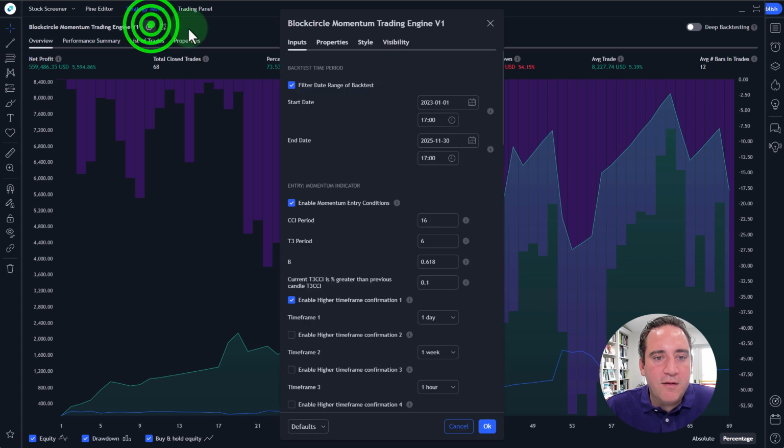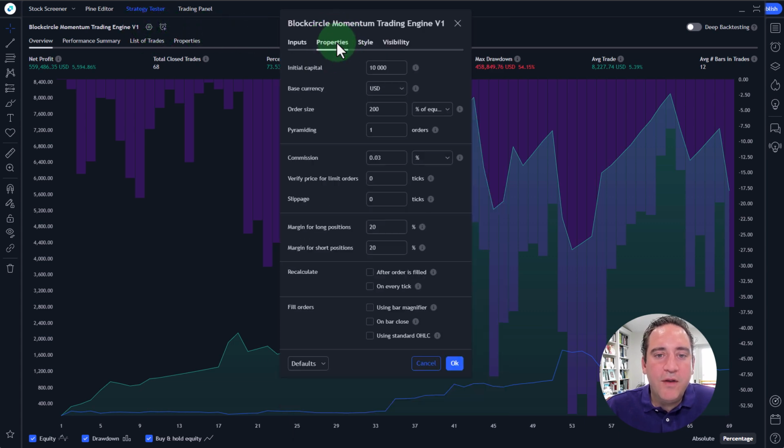So our starting balance in this case, if you look at properties, is 10,000. And our order size, I put it at 200%, which is the equivalent of 2x leverage. And you can adjust this. You can adjust everything you can imagine you would want to. So commission, for example, it's 0.03%. So I'm using this as total equivalent of a total transaction cost.